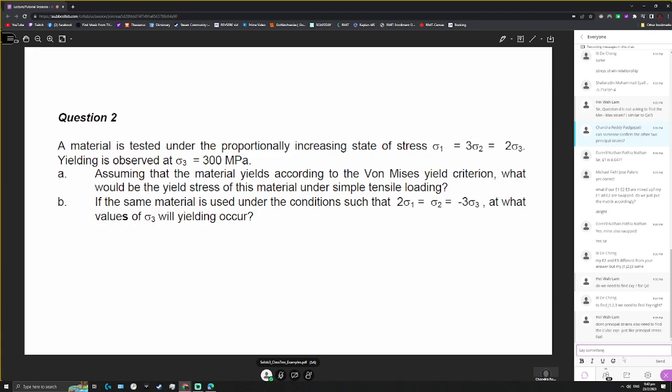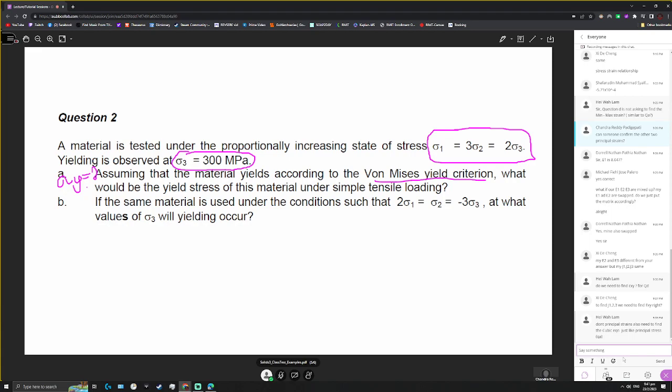A material is tested under a proportionally increasing state of stress. So this is how sigma 1, sigma 2, sigma 3 are related. The yielding was observed when sigma 3 is 300 megapascals. Now you're asked to assume the von Mises yield criterion, and find the yield stress of this material under simple tensile loading. So you need to find out the yield stress sigma y. When the material undergoes a stress relationship like this, and the sigma 3 value is given, you need to just calculate sigma 3.